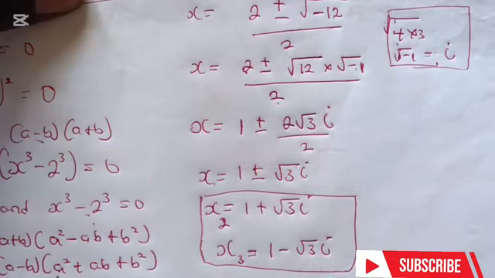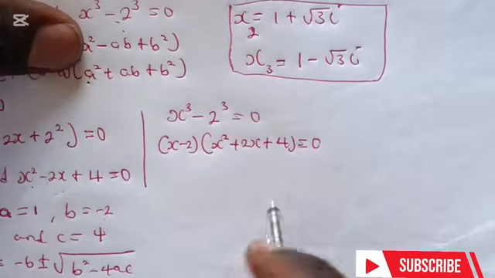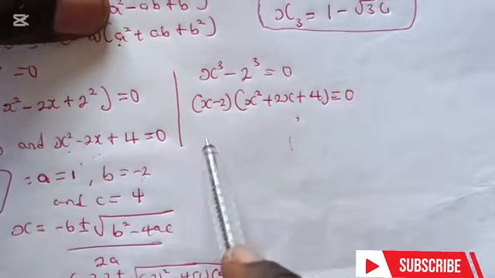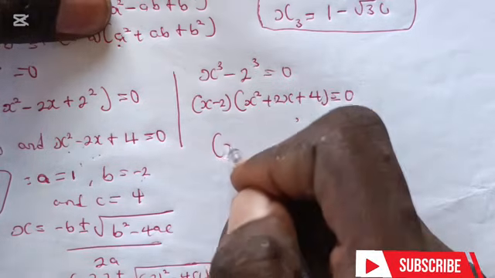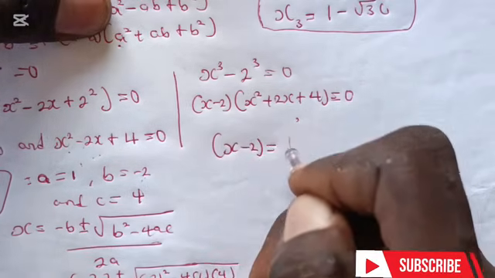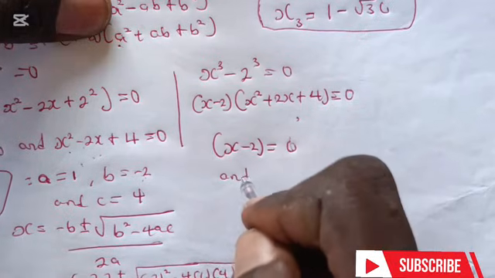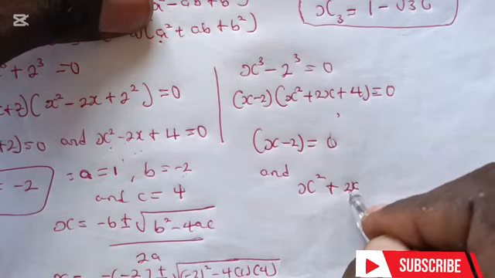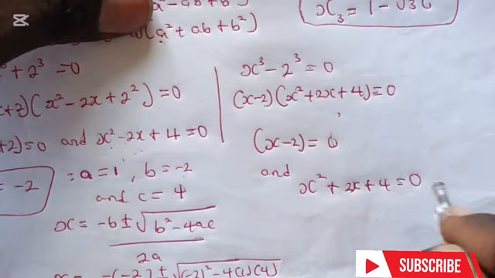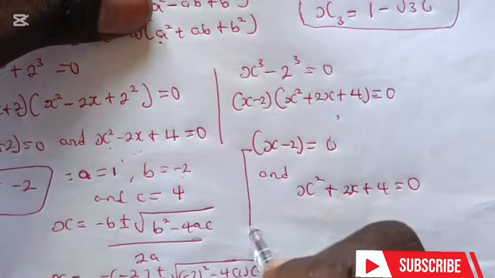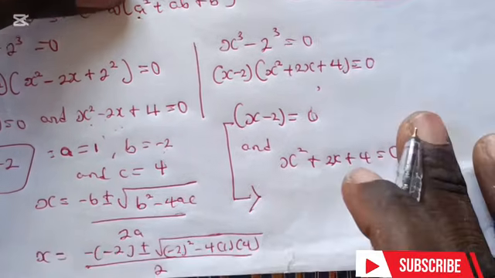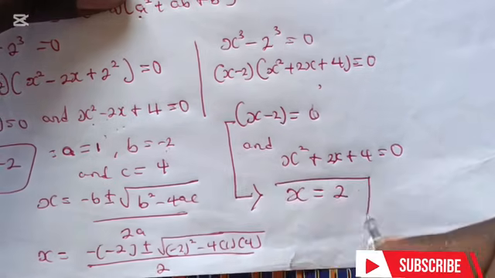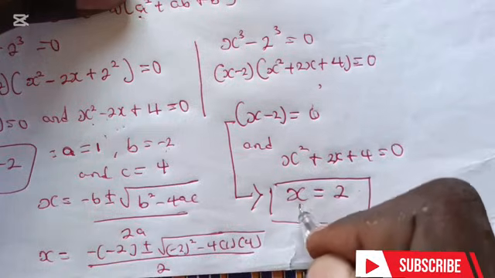So let me bracket it out. Don't forget, we haven't finished solving this yet. We just finished solving this, so it remains this. Now from this, it implies that we have x minus 2 is equals to 0, and x squared plus 2x plus 4 is equals to 0. So from this now, when you collect like terms, you are going to have x is equals to 2. So we will say that this is our fourth solution.